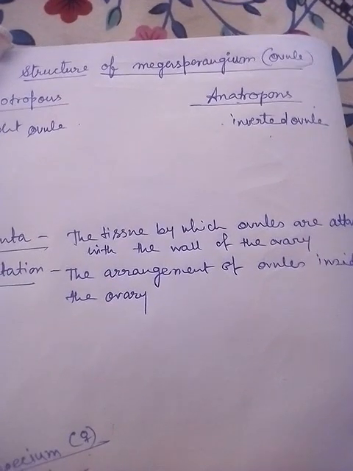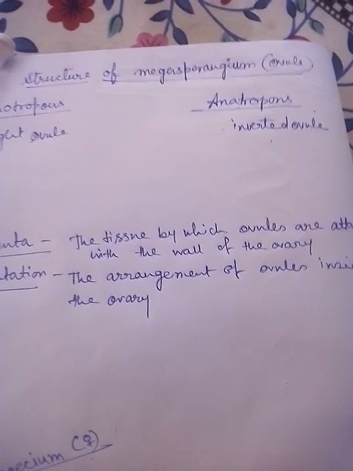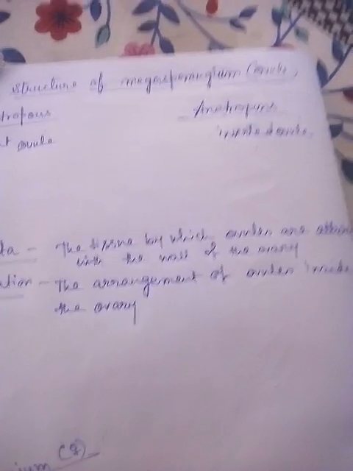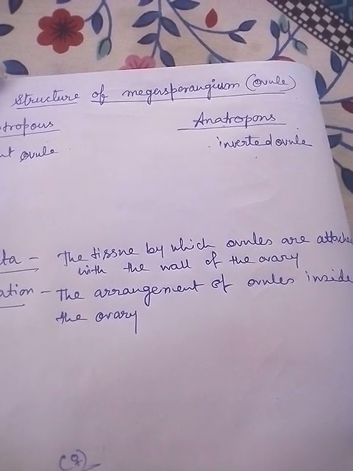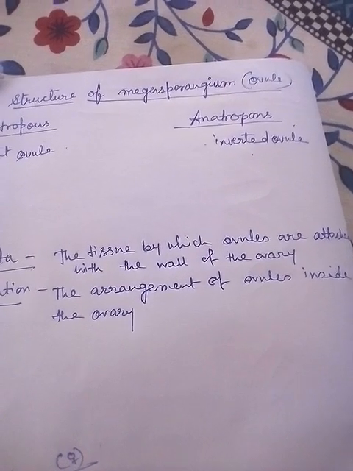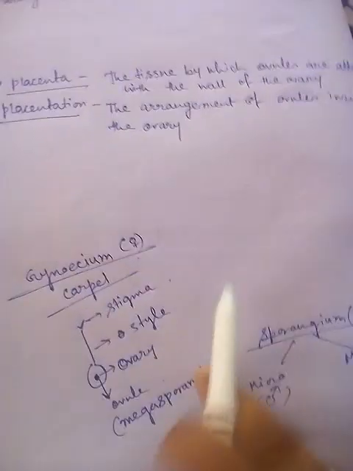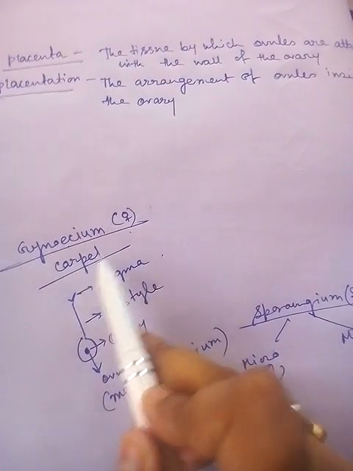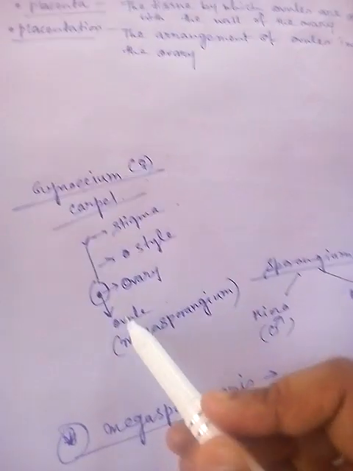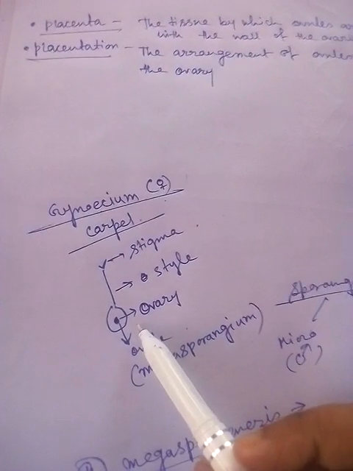Hello students, in this video I will discuss the structure of megasporangium or ovule. So ovule is alternately known as megasporangium. We all know that gynoecium is the female reproductive part of a flowering plant, and the units of gynoecium are known as carpels. And what is carpel? Carpel is made up of actually three units.